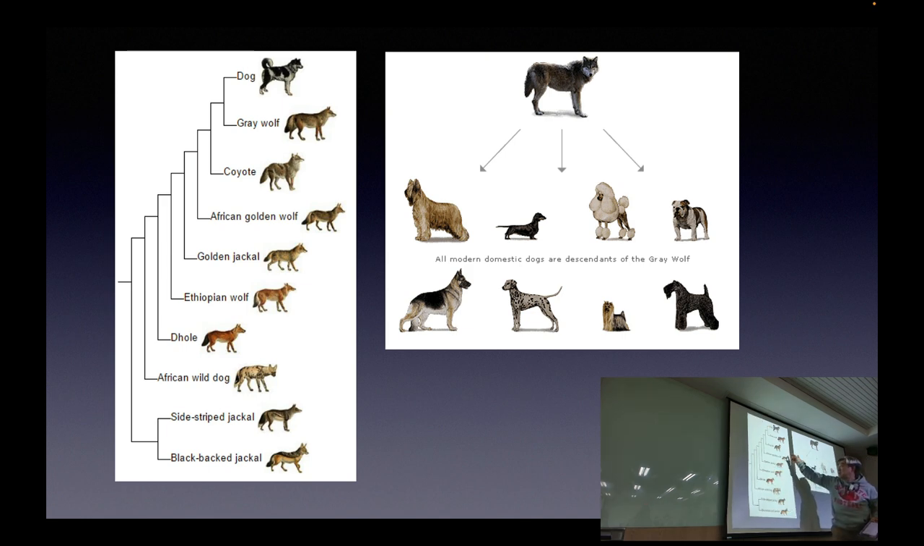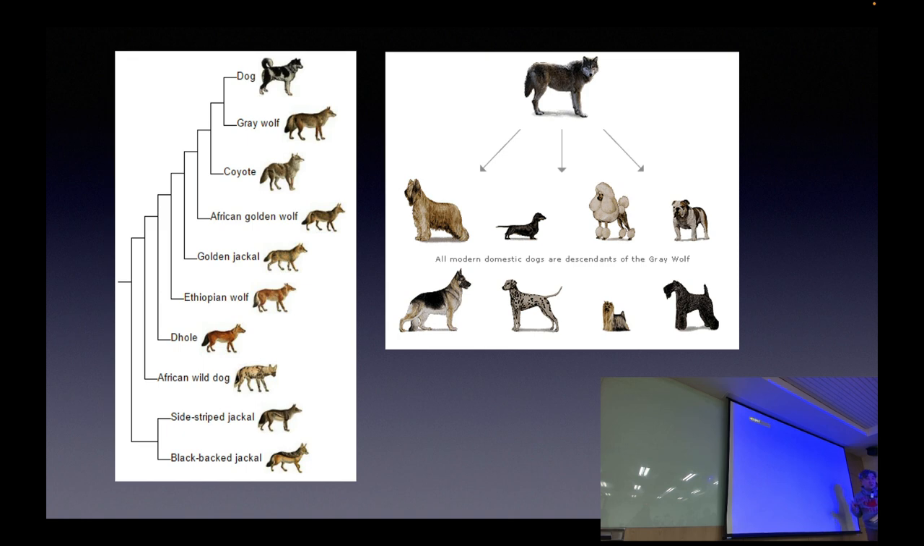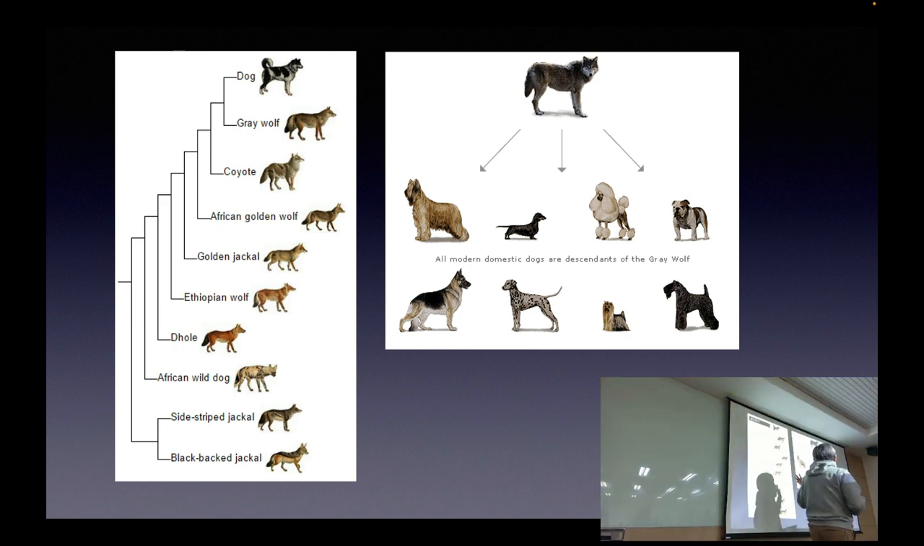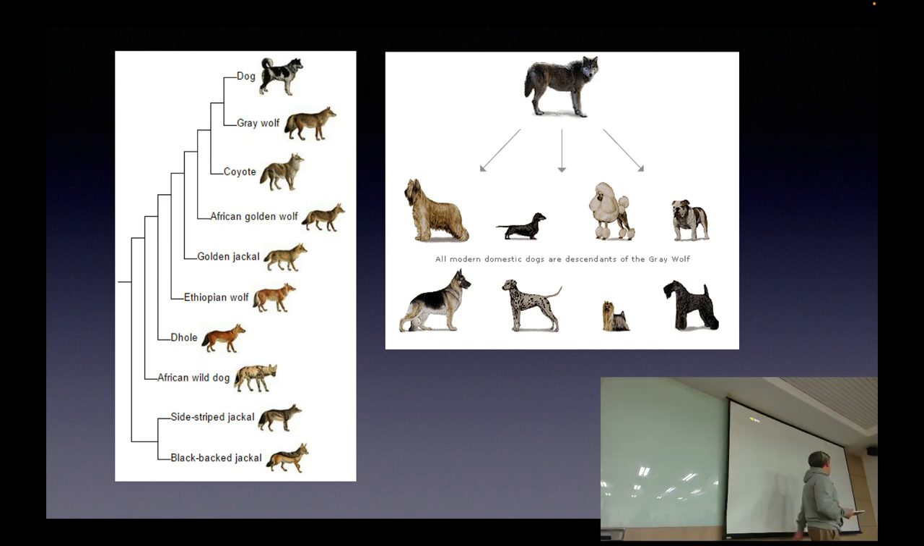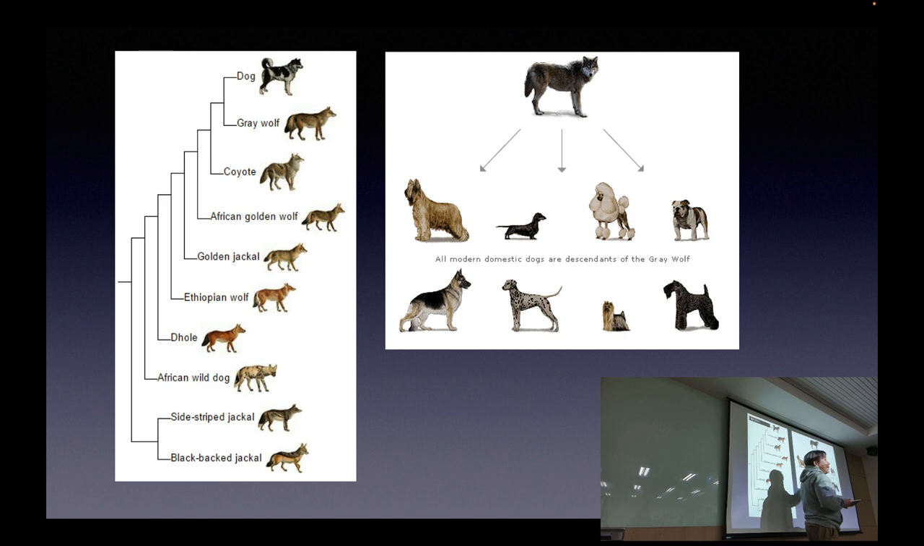But on the other hand, wolf-like coyotes, some jackals, and other types of dogs and wolves are regarded as separate species. So it's kind of making us a little bit confused. So how do we decide when we look at this? On what basis do we tell that this German shepherd is the same species as my favorite golden retriever?